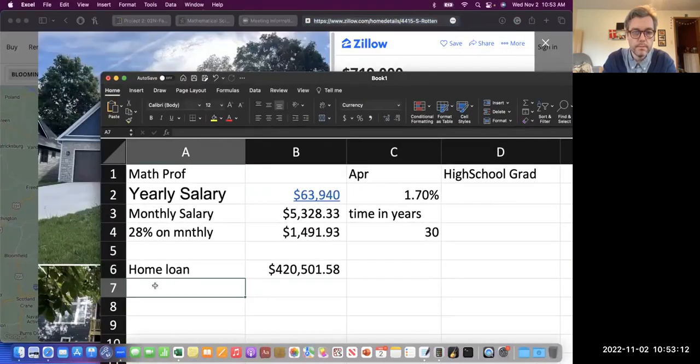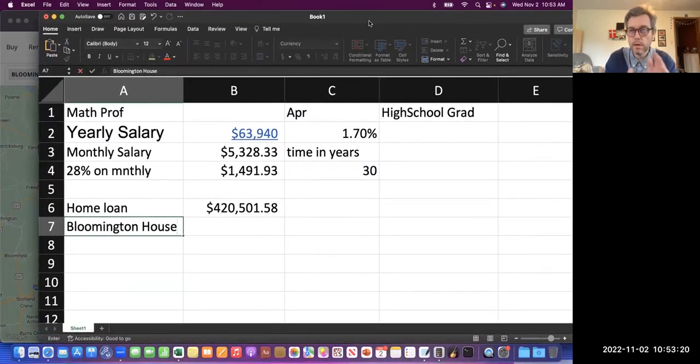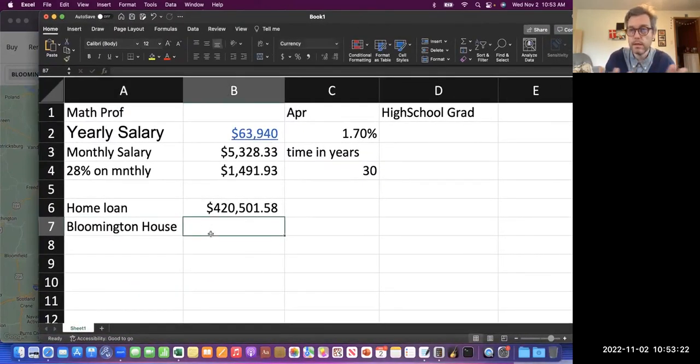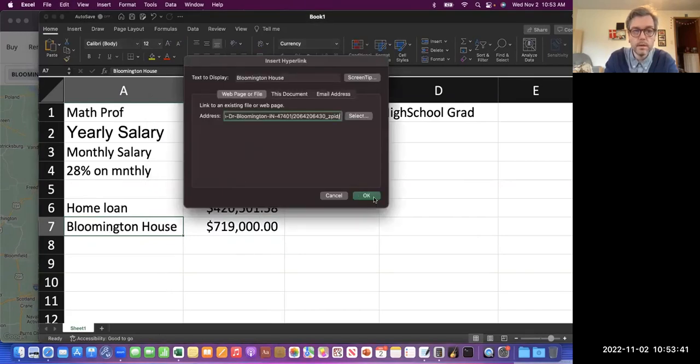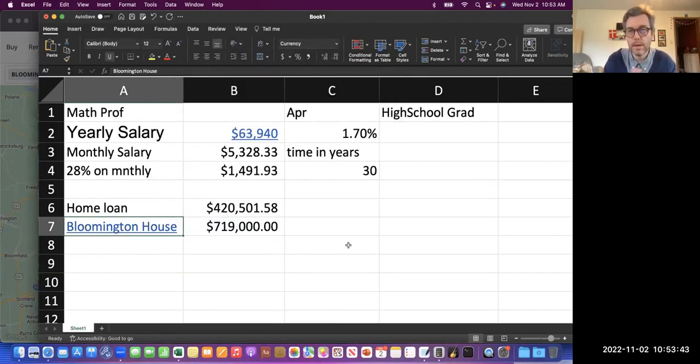Go back. Okay. And I hope that you will do better than I'm doing right now at ordering things, but I'm doing like a speed run right now to do this. So Bloomington House was what? It was $719,000. Okay, and then if we want to get fancy, you can even do a hyperlink on that. All right, and if you're presenting something at work, like what I do, that's one of the things I like to do.